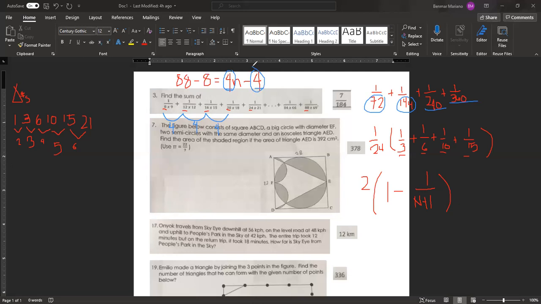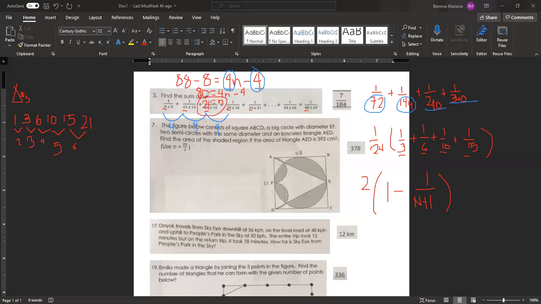Now, let us solve for the value of n. So, solving for the value of n, this will be 80 is equal to 4n minus 4. Using algebra, I will do a shortcut here. So n is equal to 21. It means that there are 21 terms here.